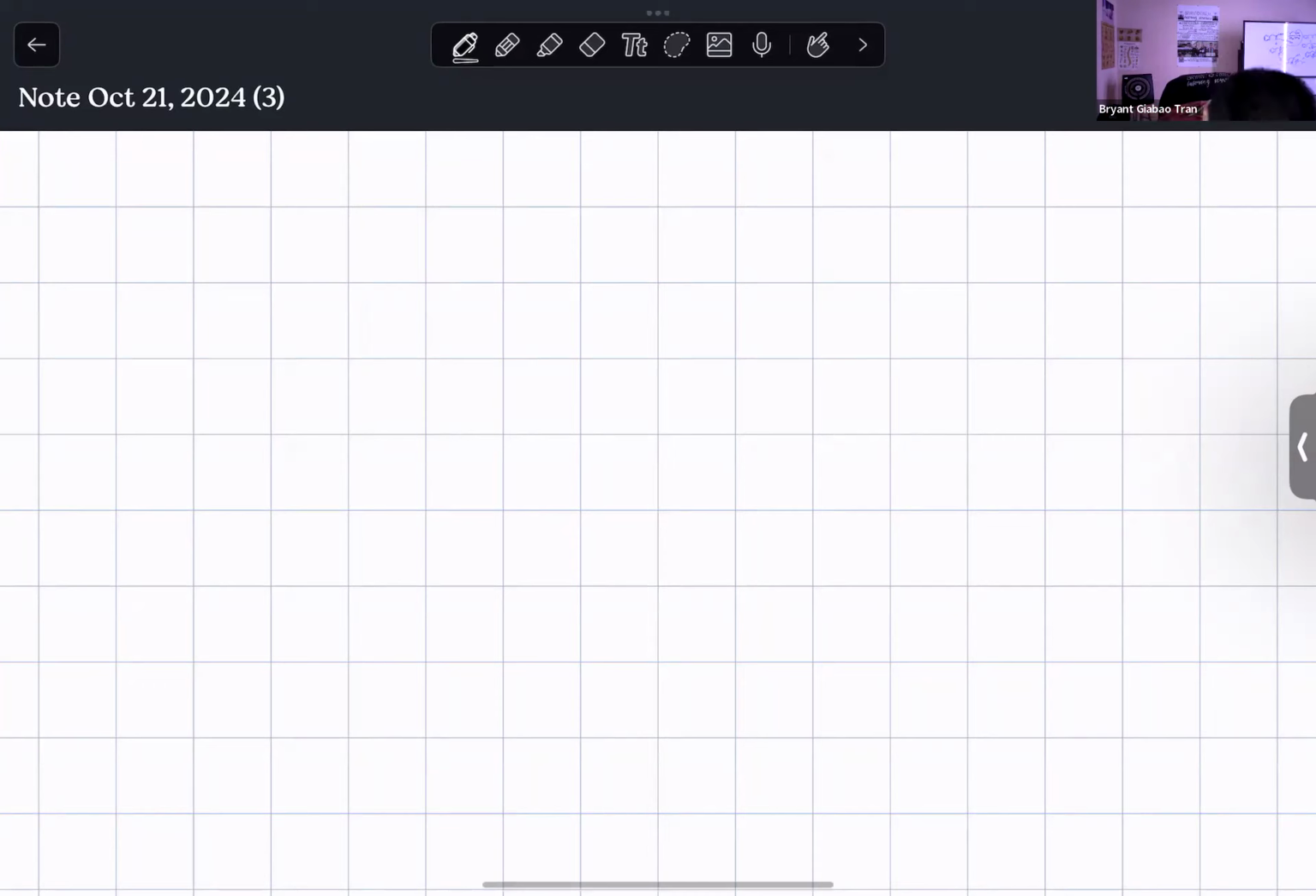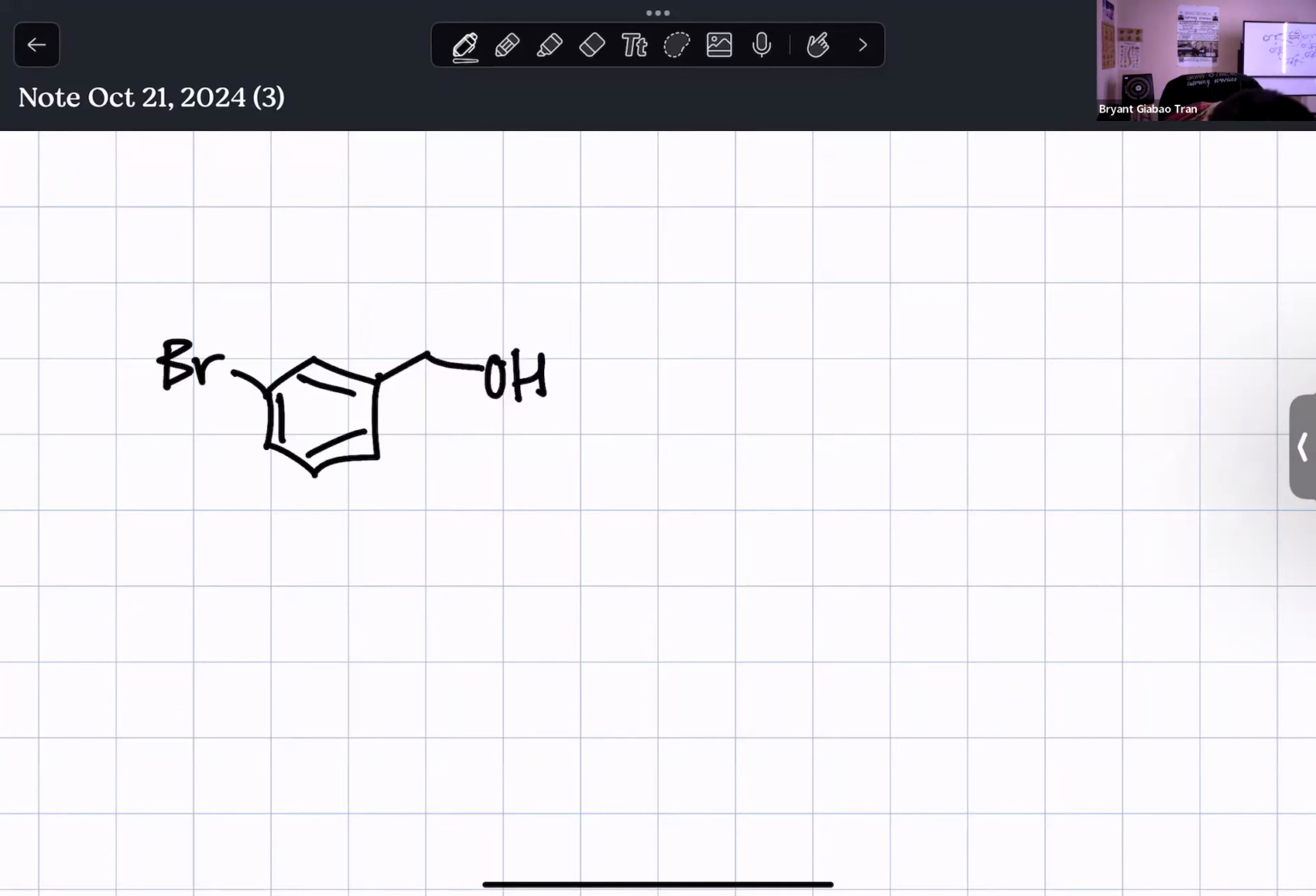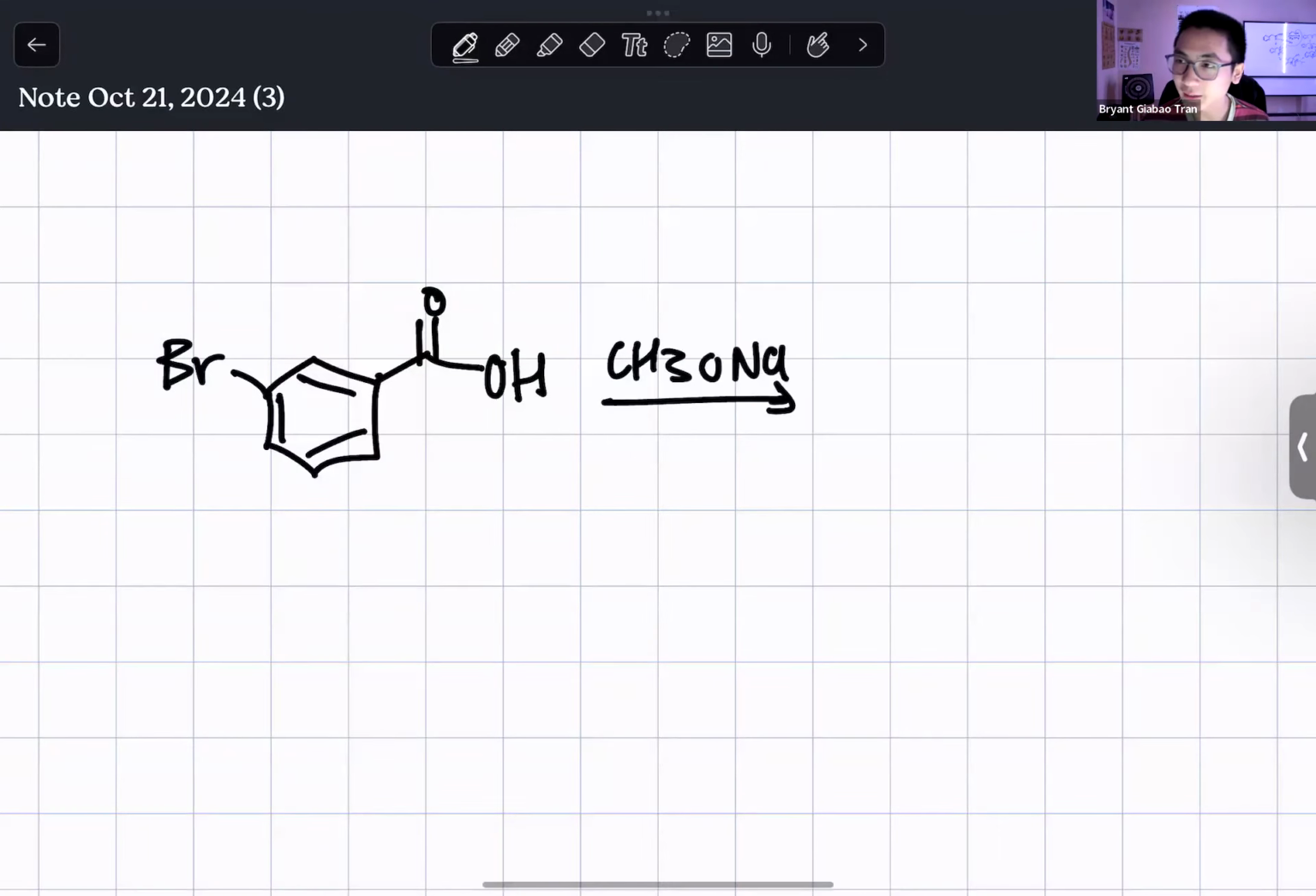Right, so for this problem right here, let's run through these. We have a carboxylic acid reacting with CH3ONa. Am I cutting off? Is my Wi-Fi bad right now, or is it okay right now? My audio. Okay. And CH3OH.